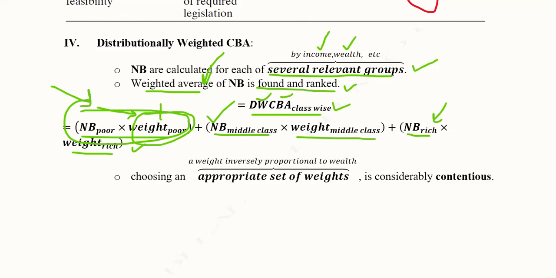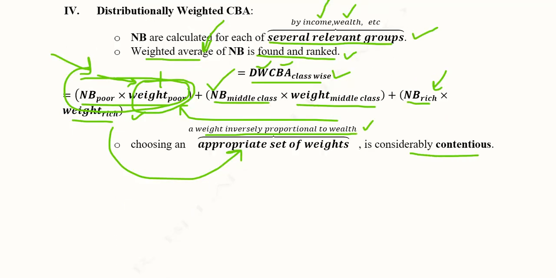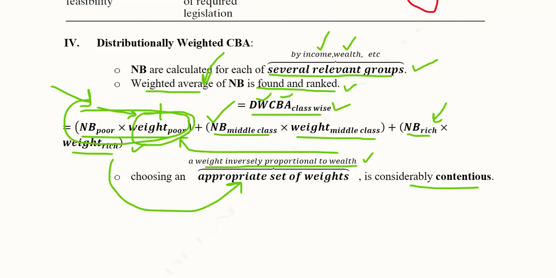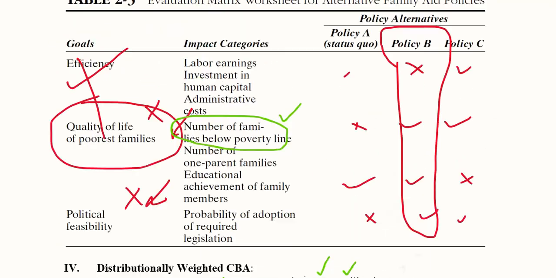But once we select these weights, there will be a response or reaction from the other classes, because rich people may not prefer lower weights, and the justification of these weights can be a serious task to defend for the cost benefit analysts, because usually these weights are inversely related to the level of wealth, and the people who are poor will have higher weights. So this is a contentious problem. It can create issues.